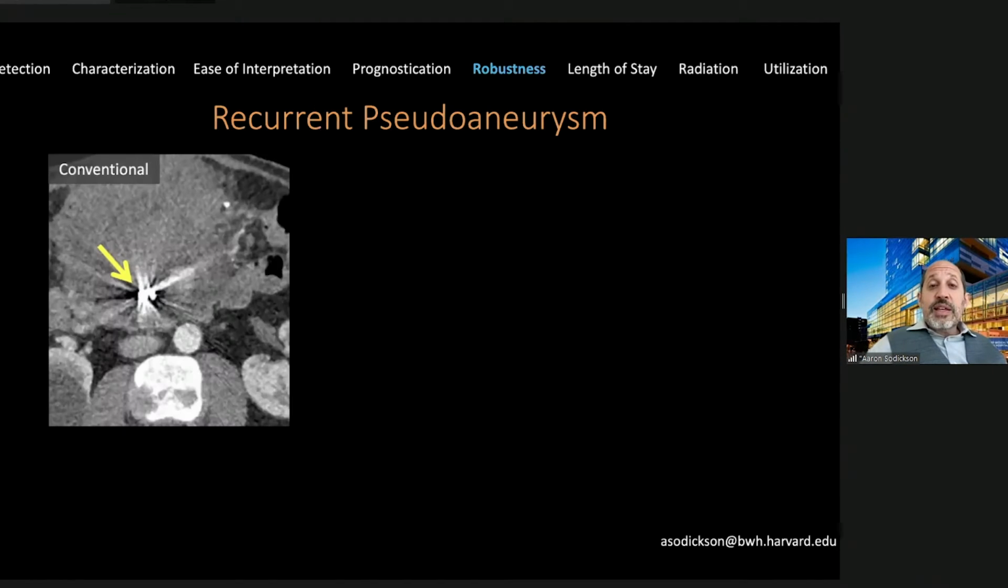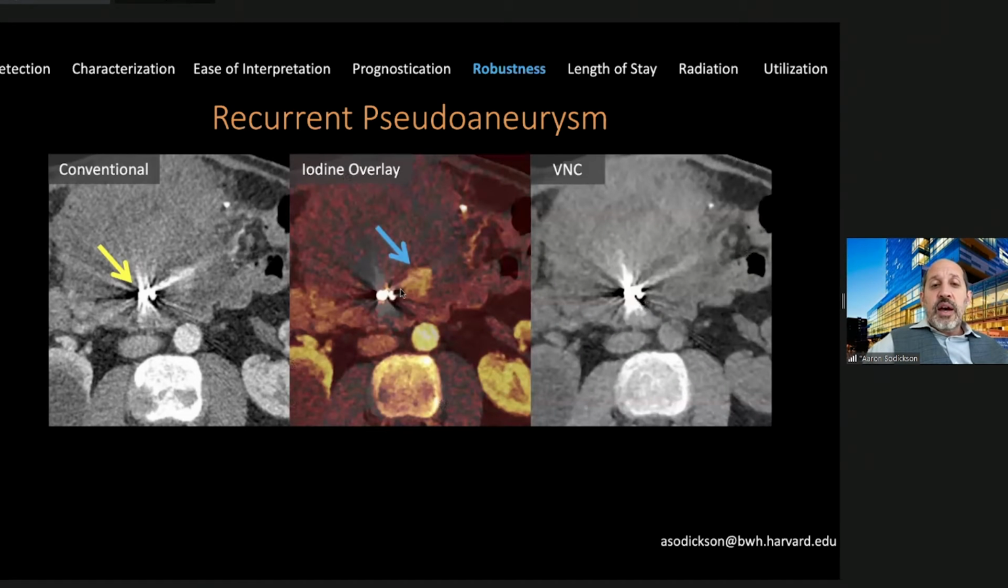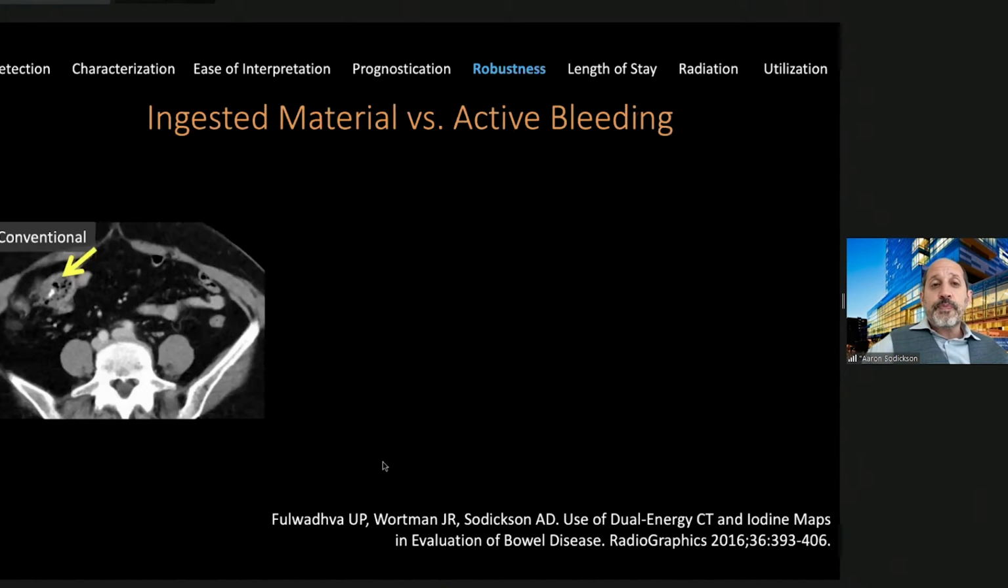One of the fun things in the ED is that we never know what we're going to find on any of these scans ahead of time. And here's an example of a patient who just came in with abdominal pain, had previously had a pseudoaneurysm embolized, and now has this large hematoma here. And as we can see, we have this unsuspected area of iodine content, disappears on the virtual non-contrast. This was a rebleed from that same area that had previously been embolized.